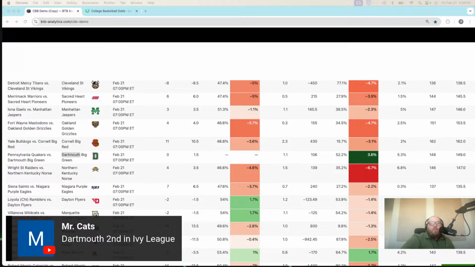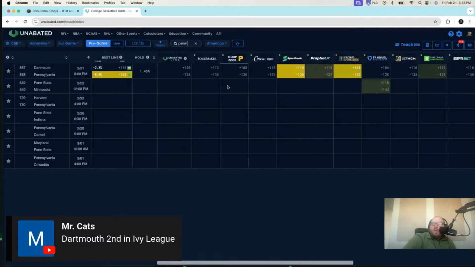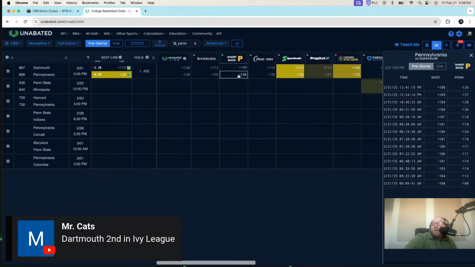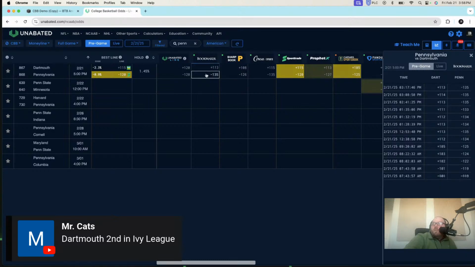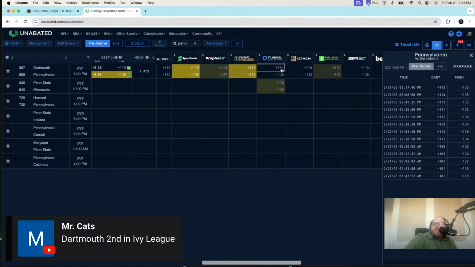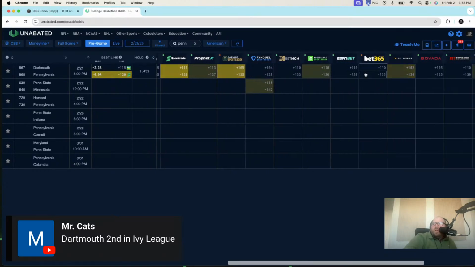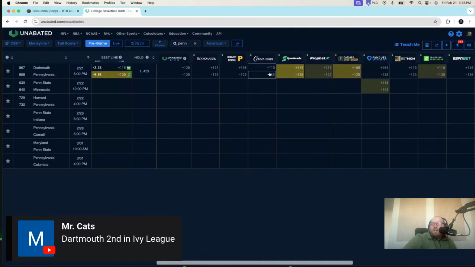Dartmouth has steam coming in on them. I am not seeing that. Circa took a bet at noon and moved it from 125 plus 105 to plus 115. Yeah, I would disagree. I would not interpret what I'm seeing at market making books as steam coming in. Plus 110, guys. Plus 110 at MGM, plus 110 ESPN Bet. Yeah, that's not a thing.